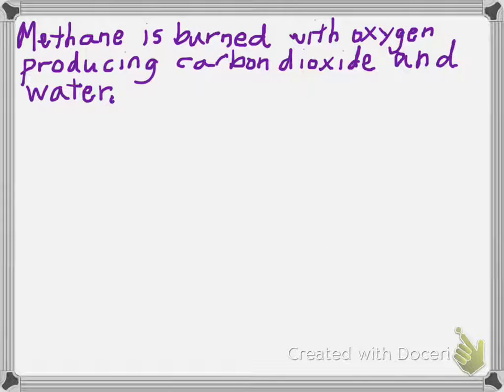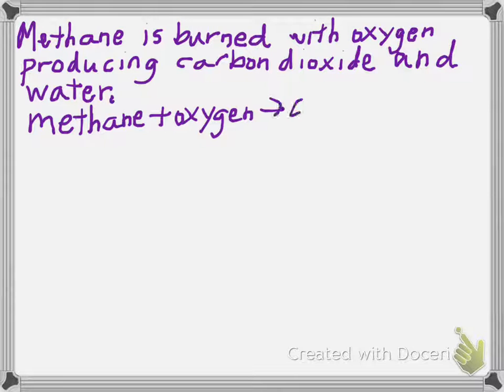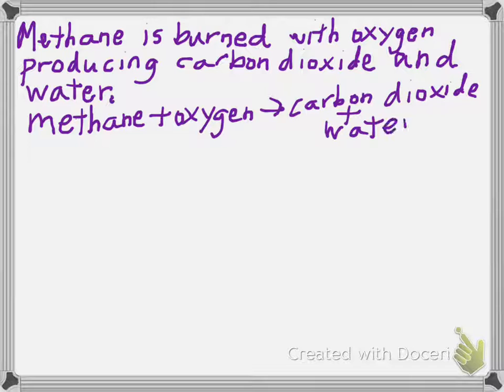Our next one, again, this is an example that we've already seen on our outline: methane is burned with oxygen, producing carbon dioxide and water. Our word equation: methane plus oxygen, arrow, carbon dioxide, plus water. So that's our word equation. Again, we got rid of the "is burned with" and the "producing" and made them plus and arrow.